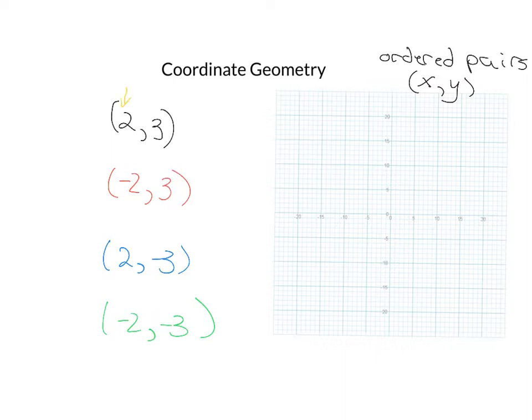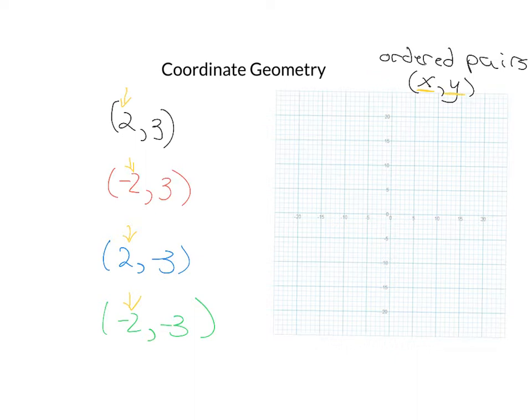So 2 here is our x, -2 here is our x. 2 in this ordered pair is our x. -2 in our ordered pair here is our x. Whereas our second number is always our y number. So 3 in this case, 3 here, -3, -3. So it's really important that the first number is our x, our second number is our y number.